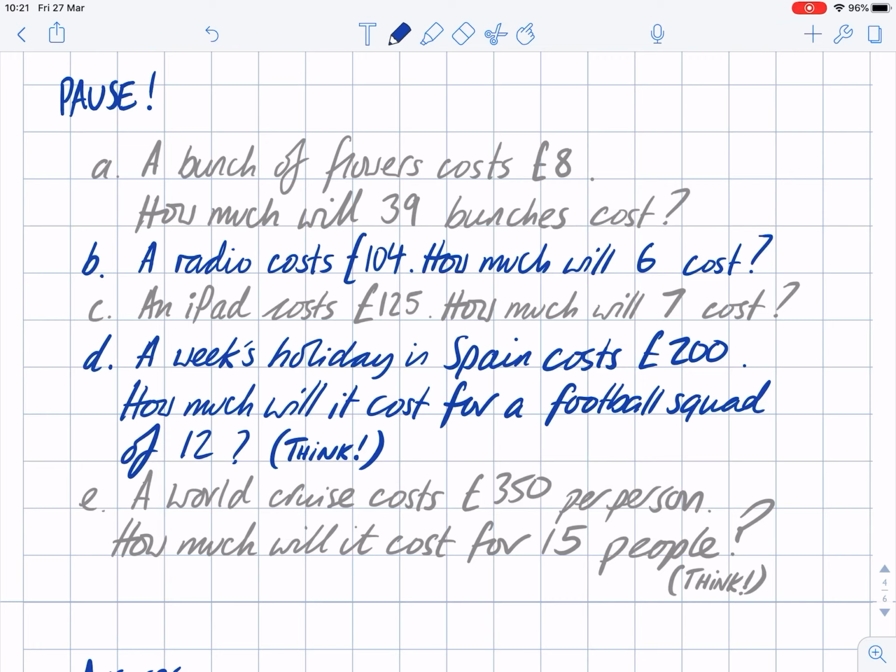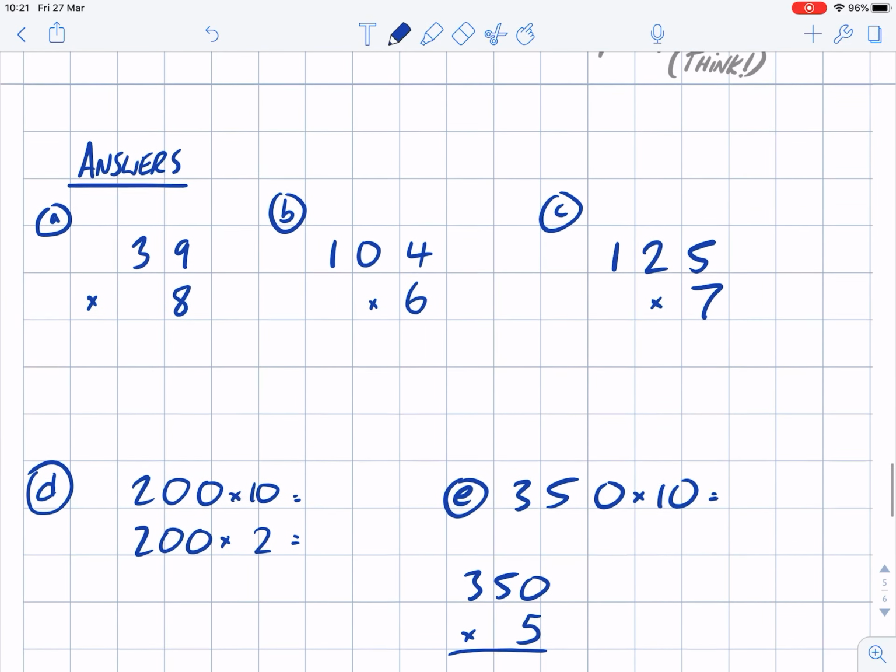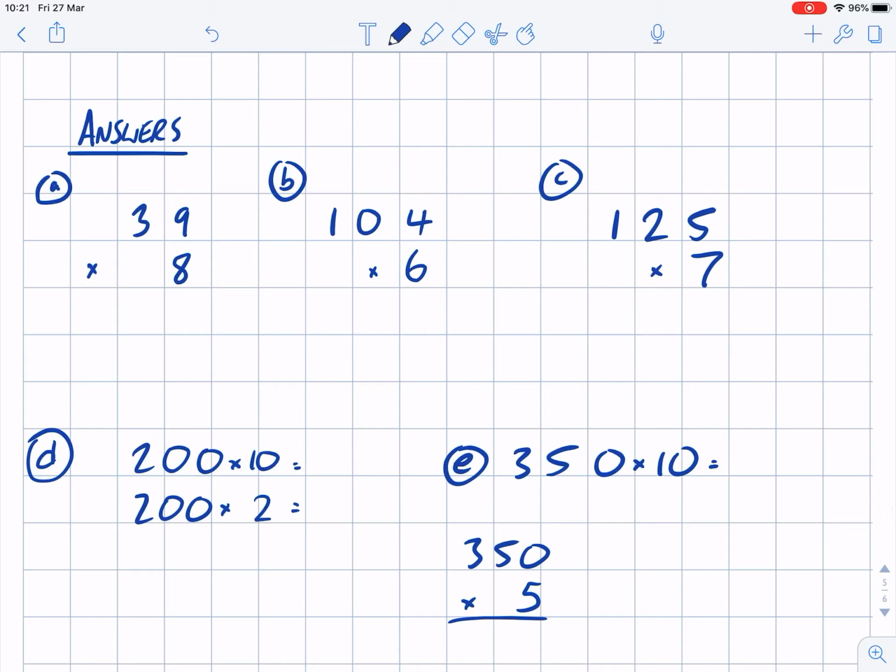Okay, so if we go through the answers now. That first question, you needed to multiply 39 by 8. So if we do that together now, 8 times 9 is 72. 8 times 3 is 24. Add the 7 underneath is 31. So they cost me £312, those flowers.